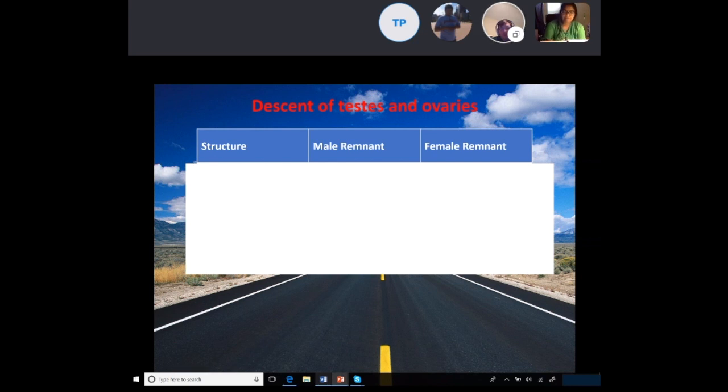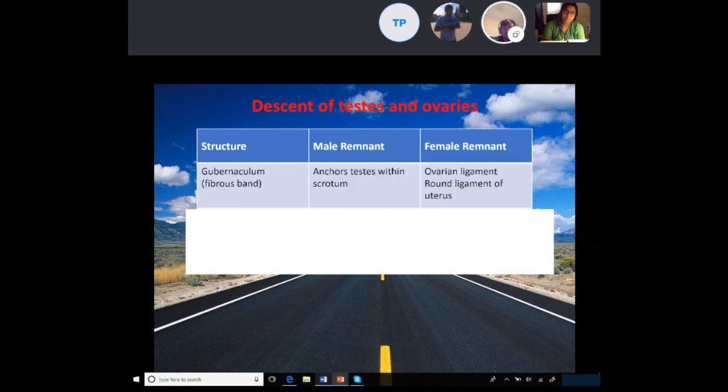So we kind of saw in that first slide the descent of the testes and ovaries, and they're normally done by the gubernaculum, that pink thing. So the gubernaculum helps with the descent and the journey of the testes from the abdomen down into the scrotum, and it anchors the testes in there. And then for females, the ovarian and round ligaments are the remnants of the gubernaculum.